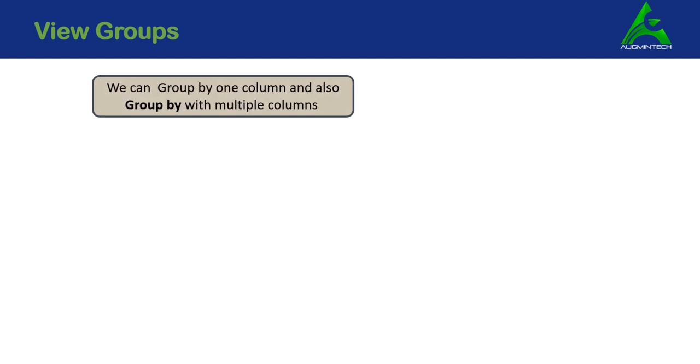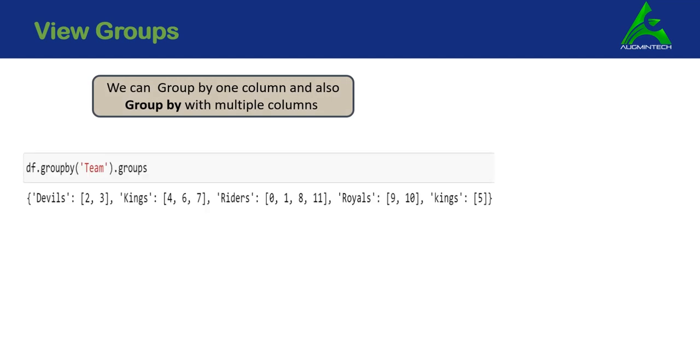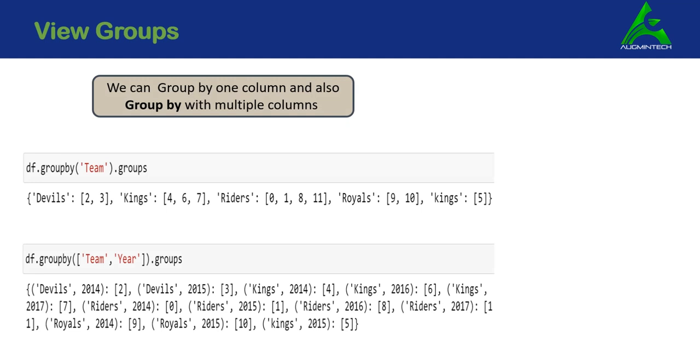Then let's see how to view the groups. We can group by one column and also group by multiple columns. So here I can say df.groupby team. Here I'm specifying one single column and then dot groups. I can even pass a list of columns like df.groupby, inside the square brackets, I can specify multiple column names like team, year, and then dot groups.